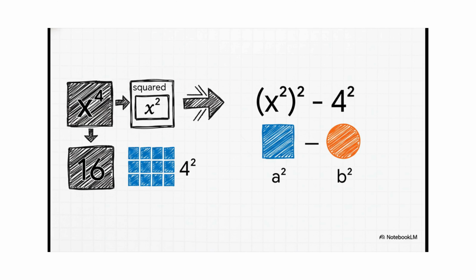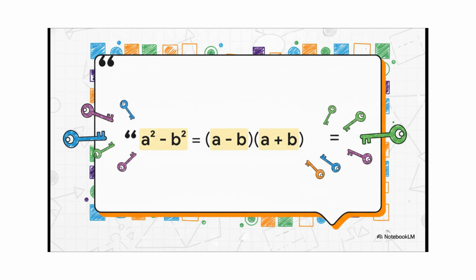Now, does that structure, something squared minus something else squared, ring any bells? It should look exactly like one of our must-memorize identities. And there it is, the difference of squares. This little identity is the key that unlocks the entire problem. The pattern is a perfect match.